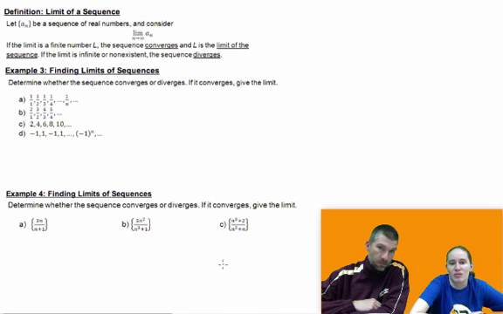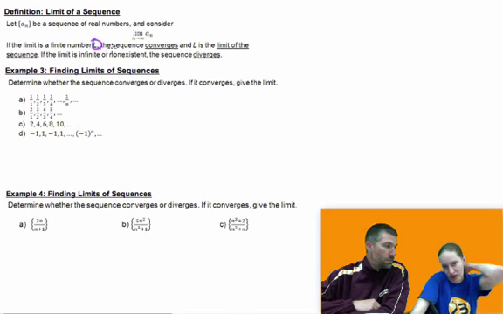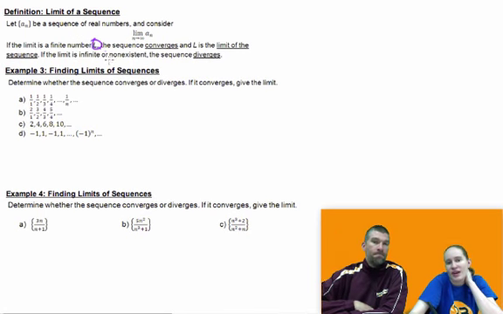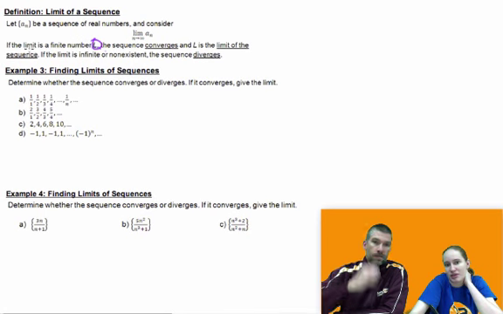Sometimes it works out that a sequence is actually headed towards a particular number, which means the limit does exist, and it gives you some actual number, which we're calling L here. You'd actually get like 5 or 27 or 1/3 or something like that. When that happens, we say that the sequence converges, and that L is the limit of the sequence.